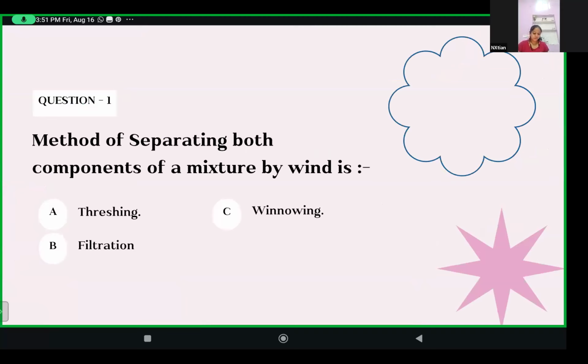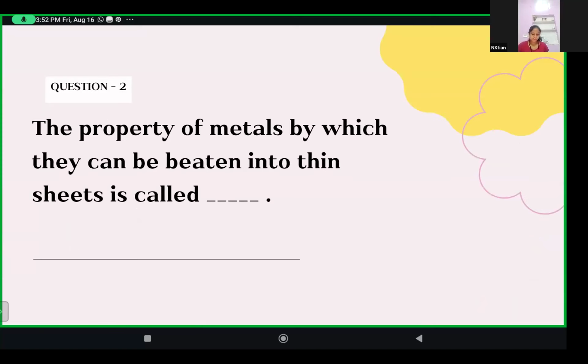The method of separating the components of a mixture by wind is called? Winnowing. Okay. So here goes your second question. The property of metals by which they can be beaten into thin sheets is called? Malleability. Okay.